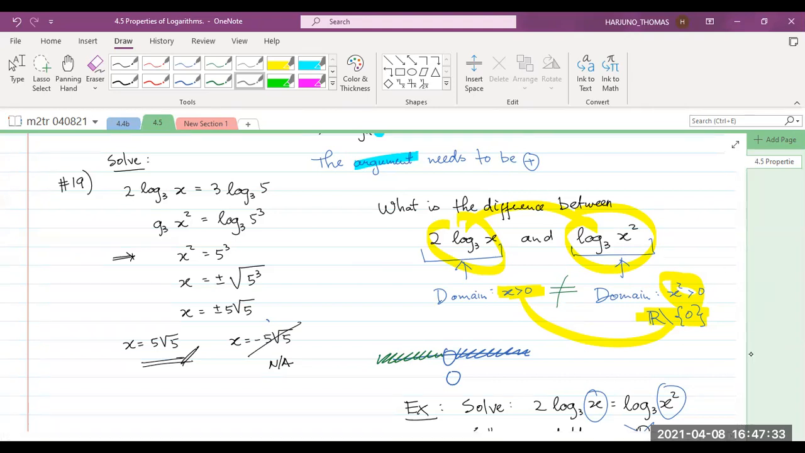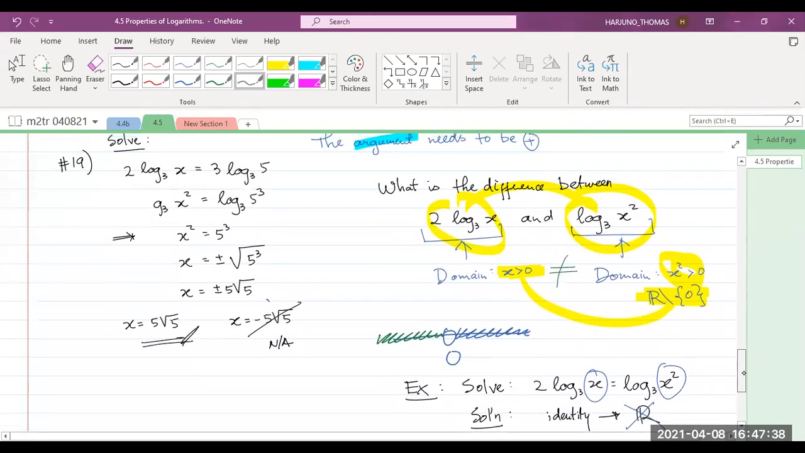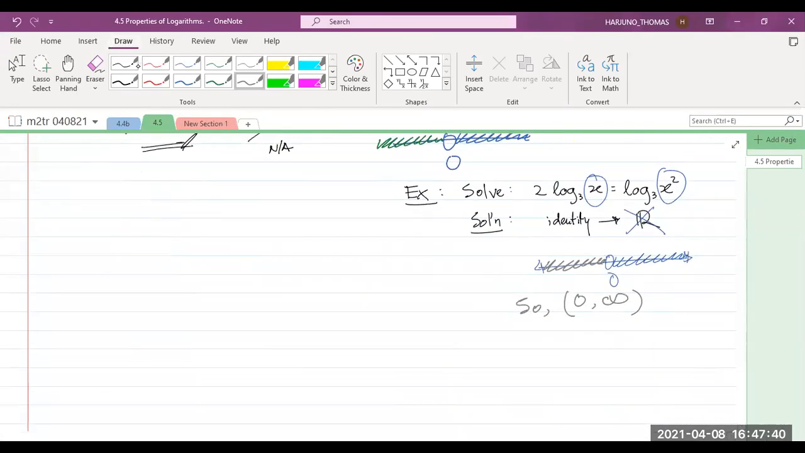Okay, that's for number 19, but I emphasize so much on the domain of the functions, and that's what you need to pay attention to. Most mistakes that I see from students in my tests, most of them come from the fact they don't realize their answer is not even in the domain.